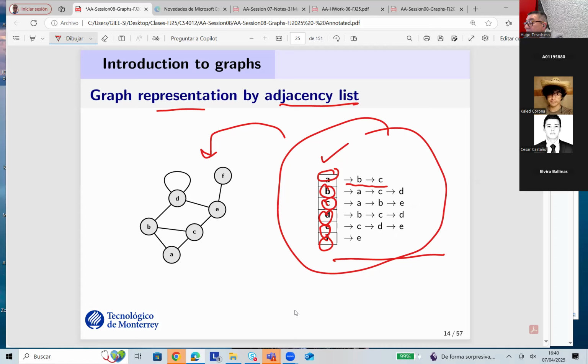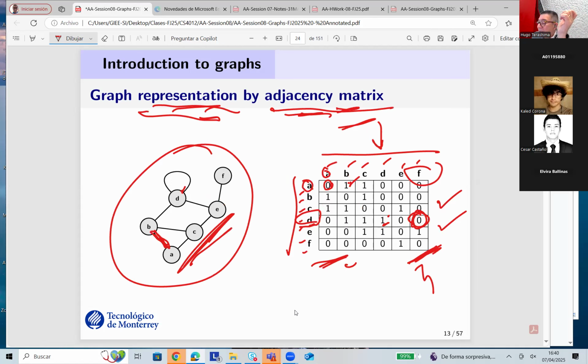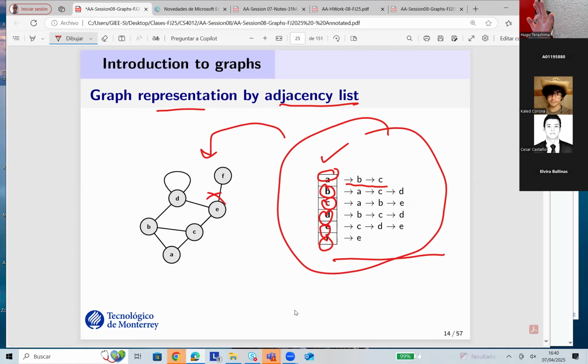You have the adjacency matrix and then you want to delete one connection. What do you do in the adjacency matrix? You search for the connection you want to erase and you change it from one to zero. You just go to that cell and put a zero, and that's it. Yes. And here, it's not that easy, right?